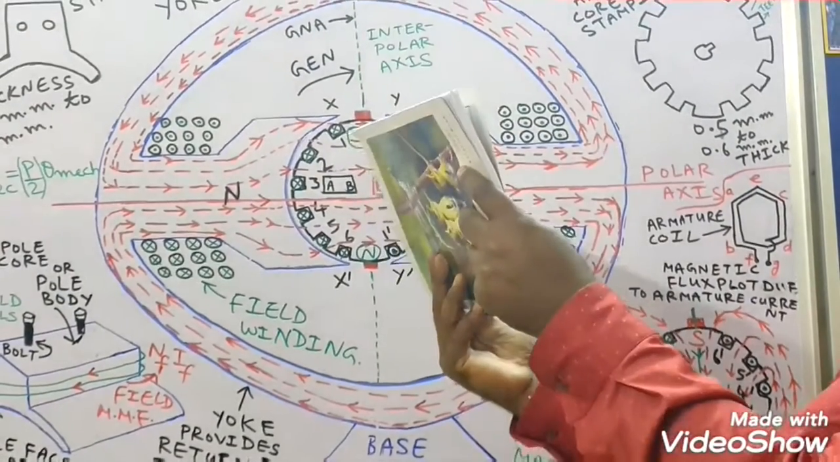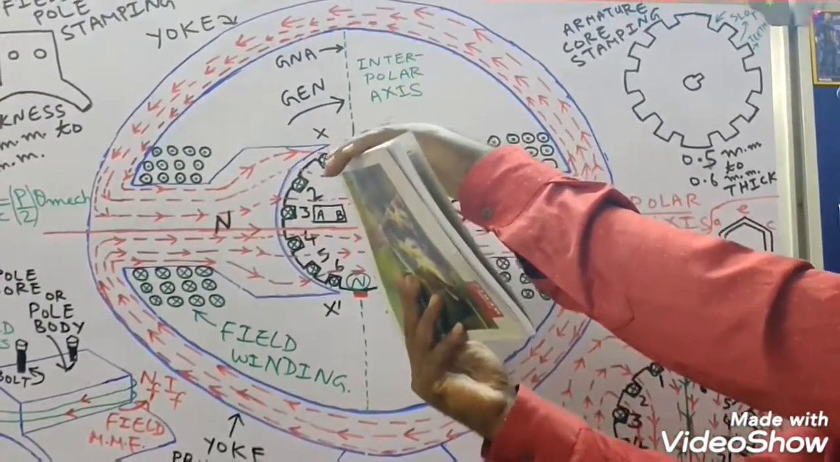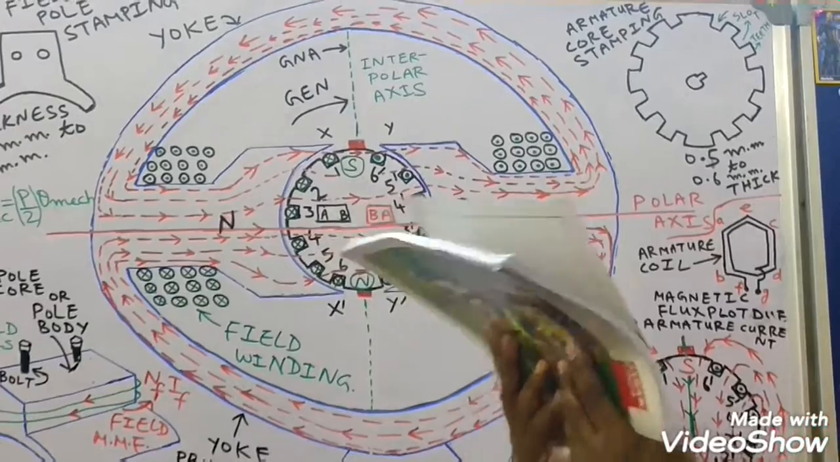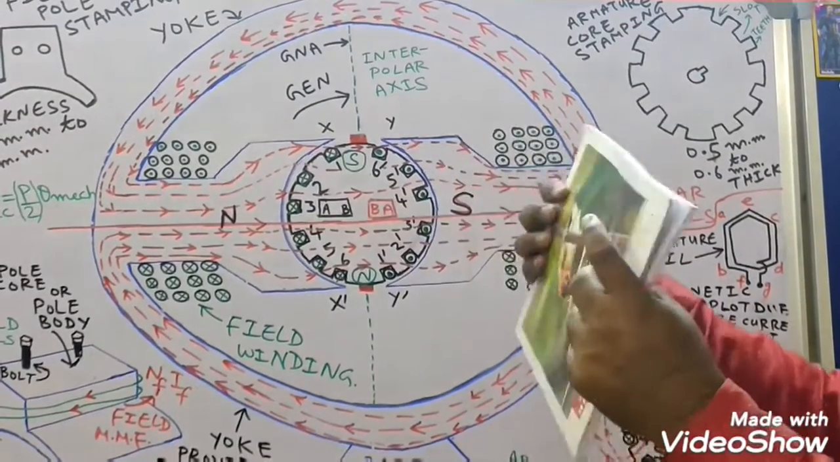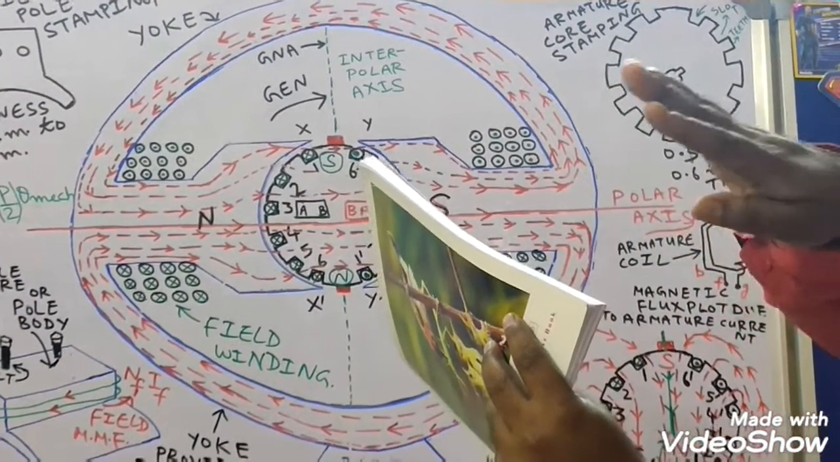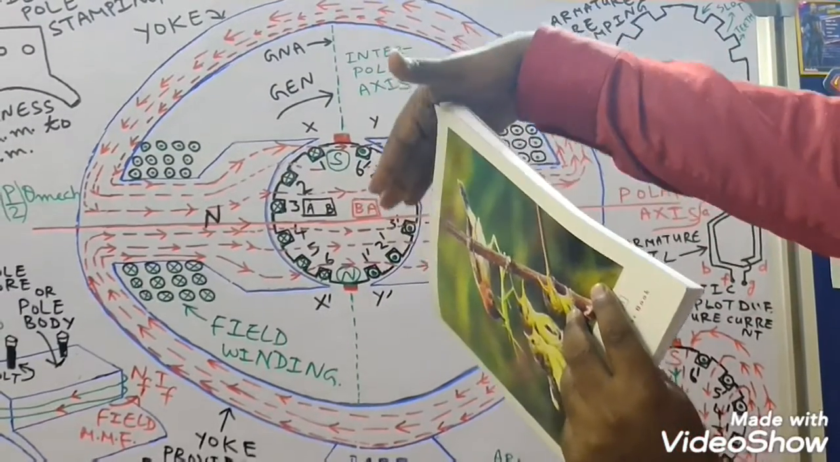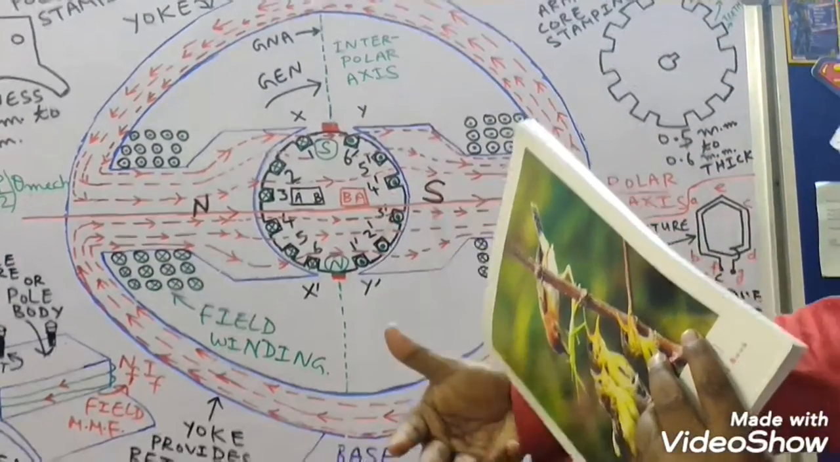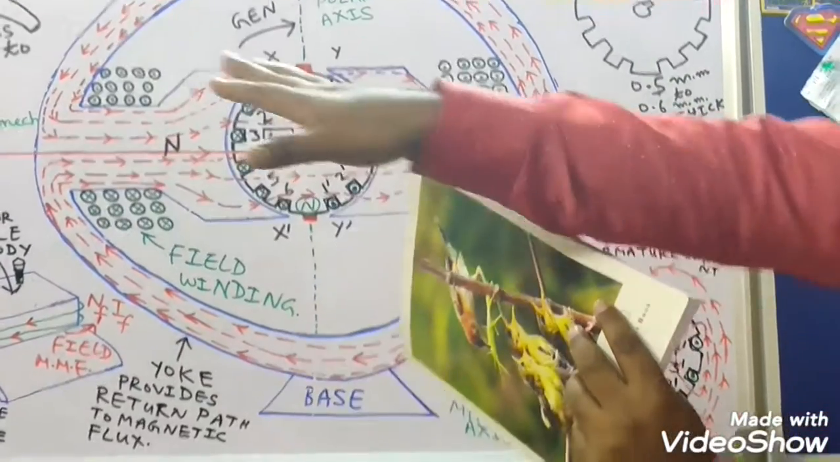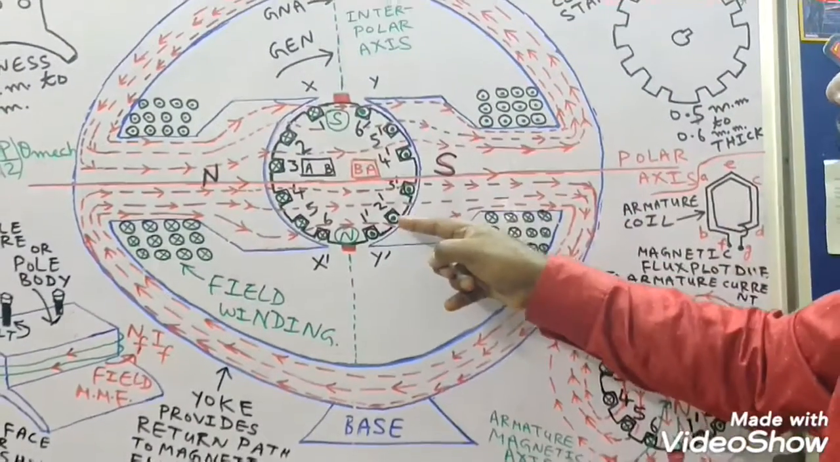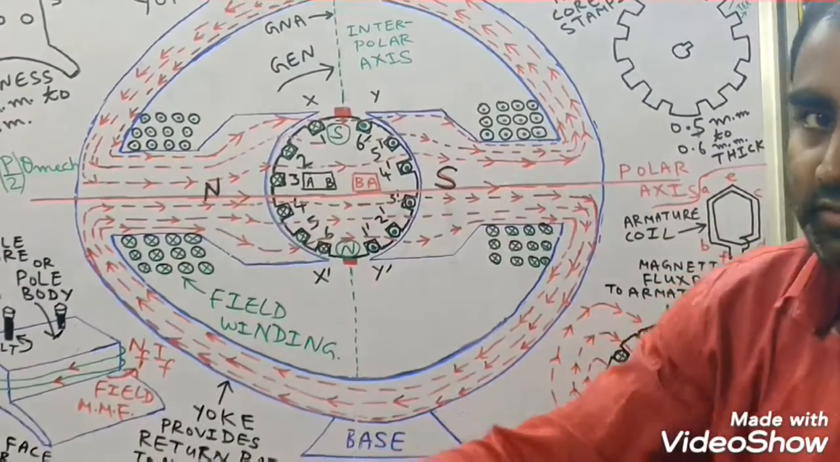So this is my coil. This is coil side 1. This is coil side 1 dash. So you apply the right hand rule. The four fingers of the right hand will be directed along the direction of current. So you see where is my thumb pointing? My thumb is pointing in this direction. So the magnetic axis for this coil 1 dash is in this direction. Okay?